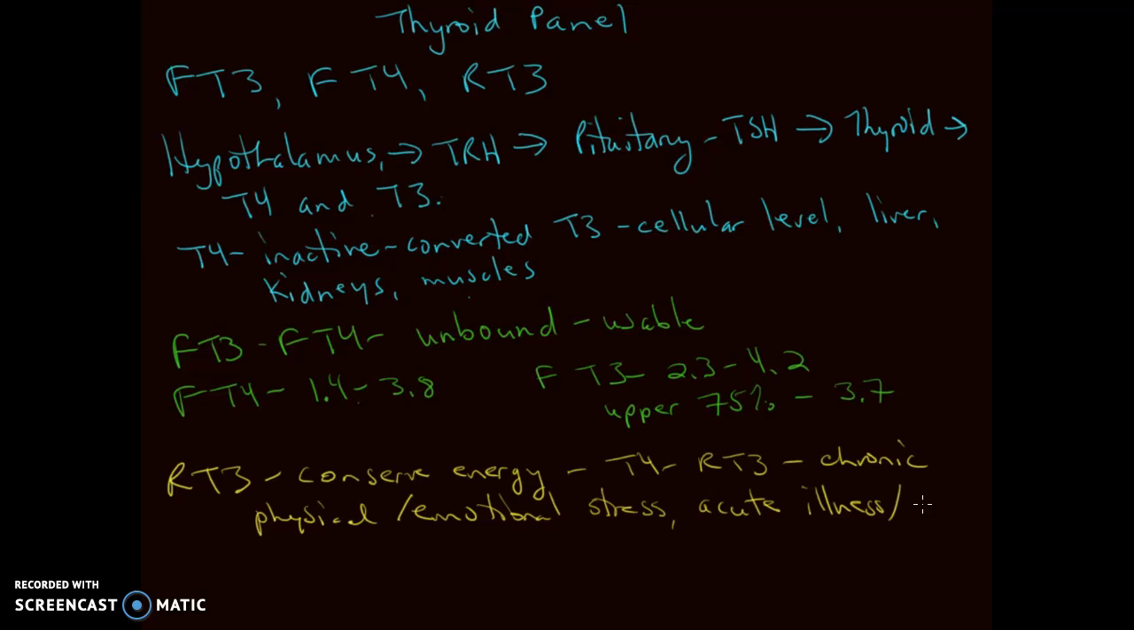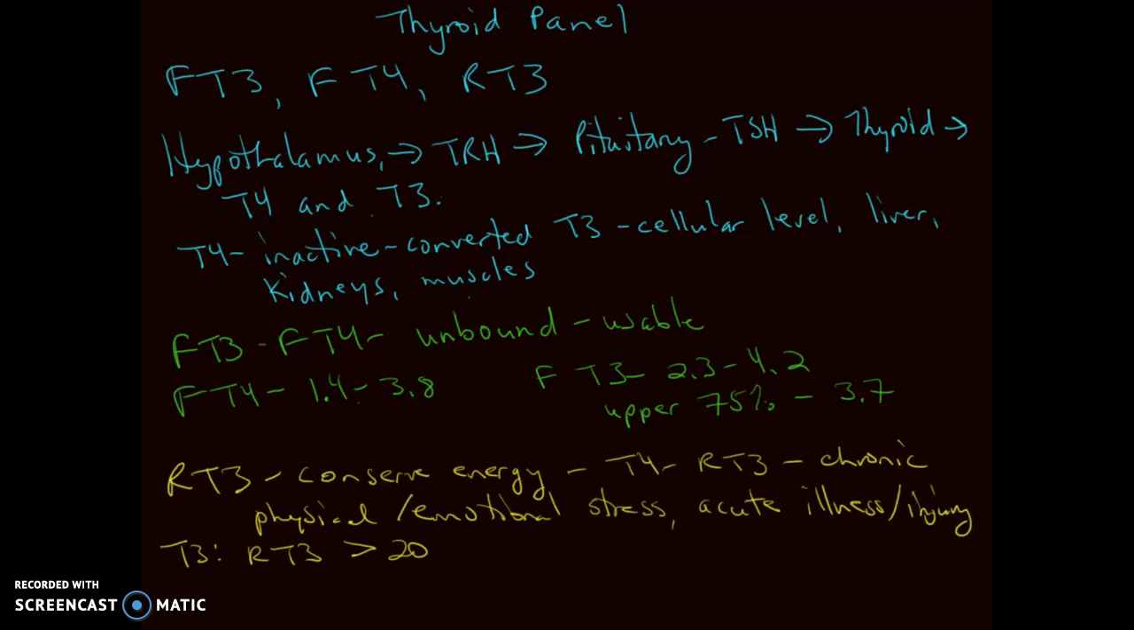So that's why we want to look at a complete thyroid panel and not just a TSH level, as we discussed in the first presentation. When we talk about reverse T3, we're most concerned about the T3 to reverse T3 ratio, which we want to see as greater than 20.